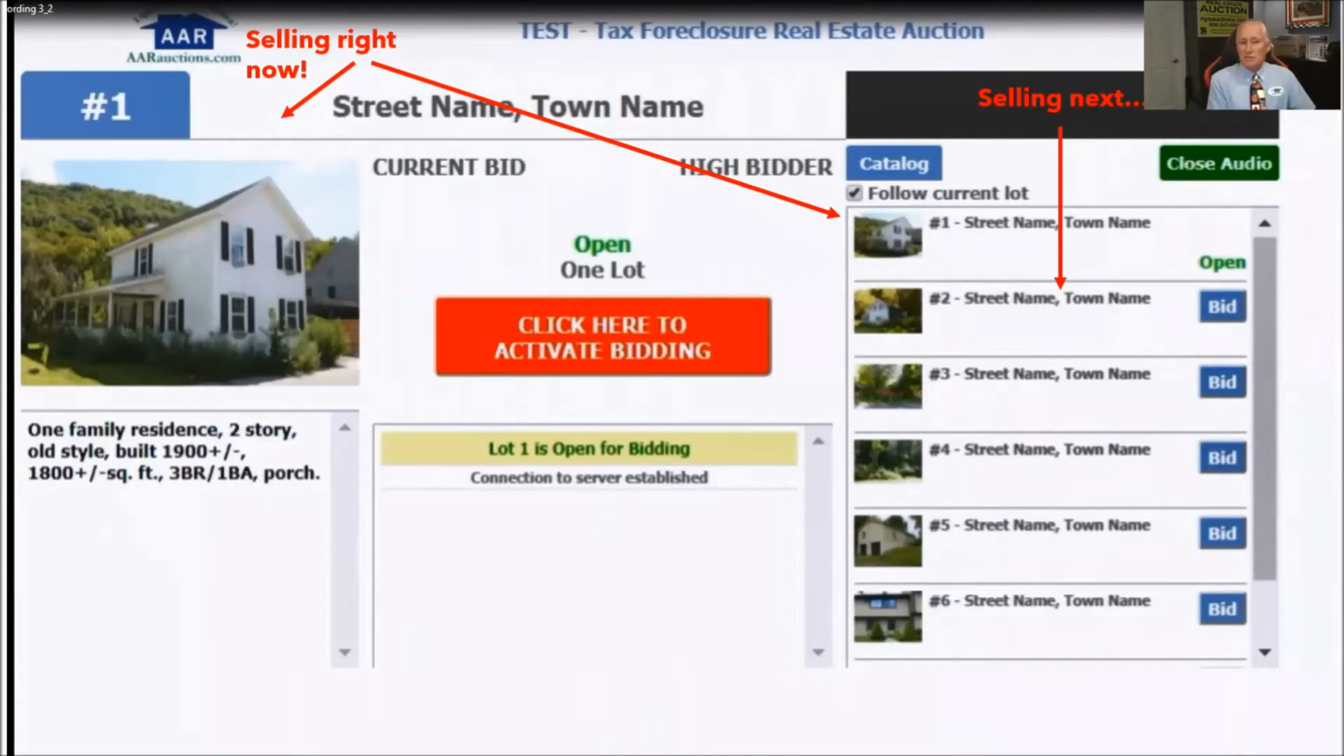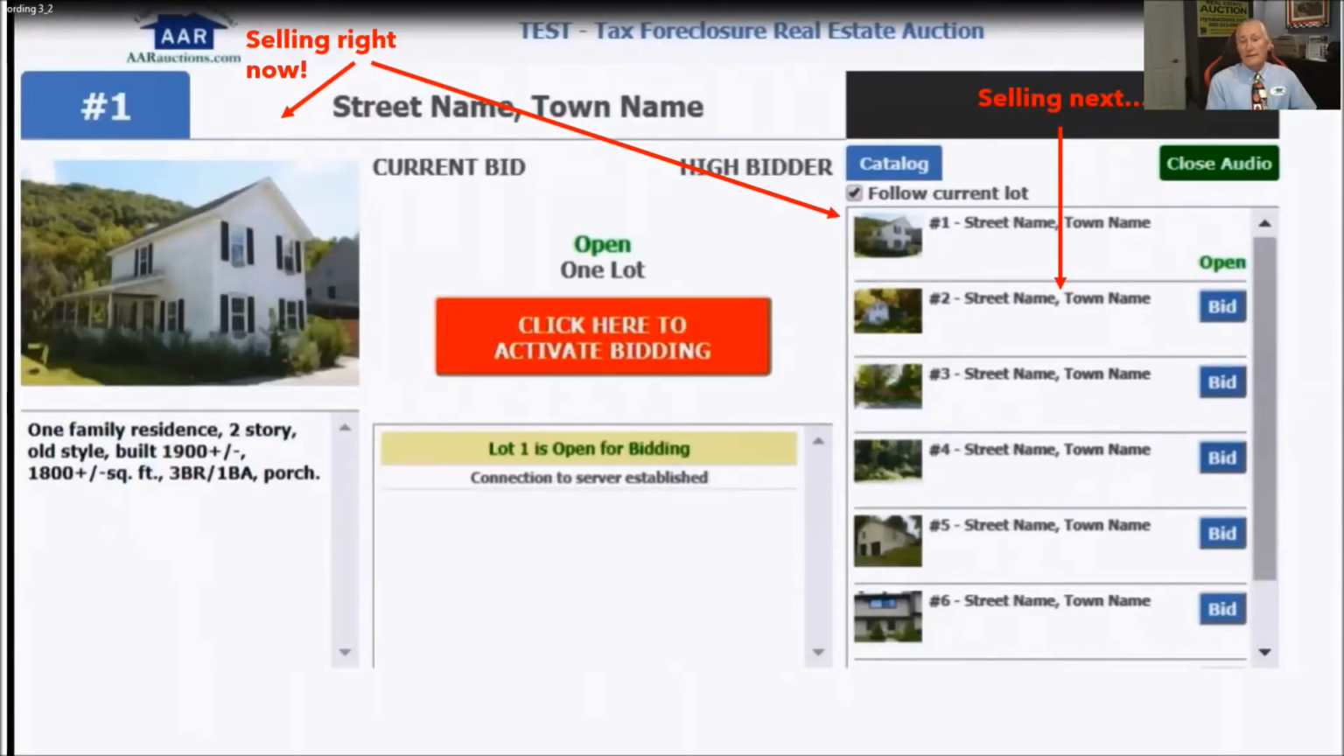On the left side of the screen, this is what we're selling right now. In this case, it's a one-family residential home, certain size, some information there for you, and that's the item that's up for bid. Where the big red button in the middle is, click here to activate bidding. That's what you're going to click on in order to bid in the auction.